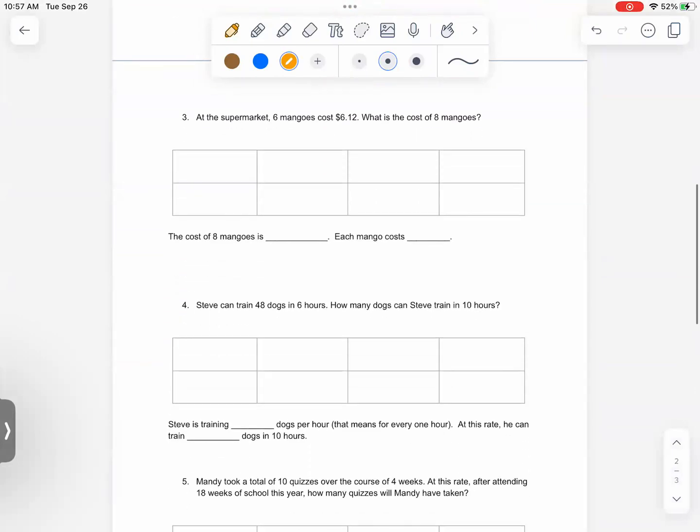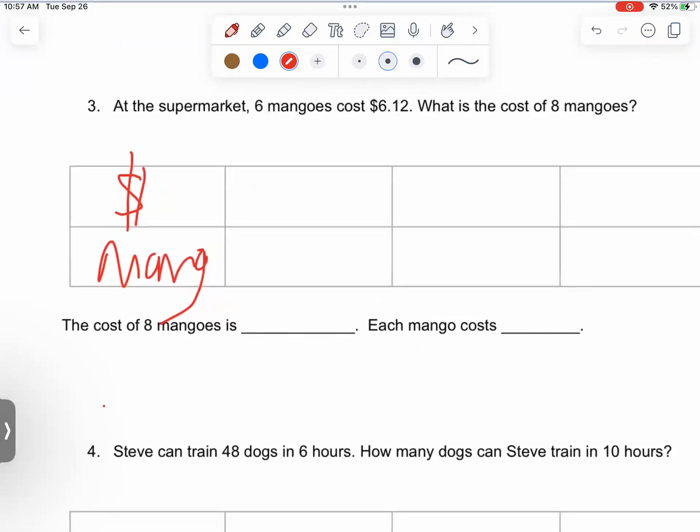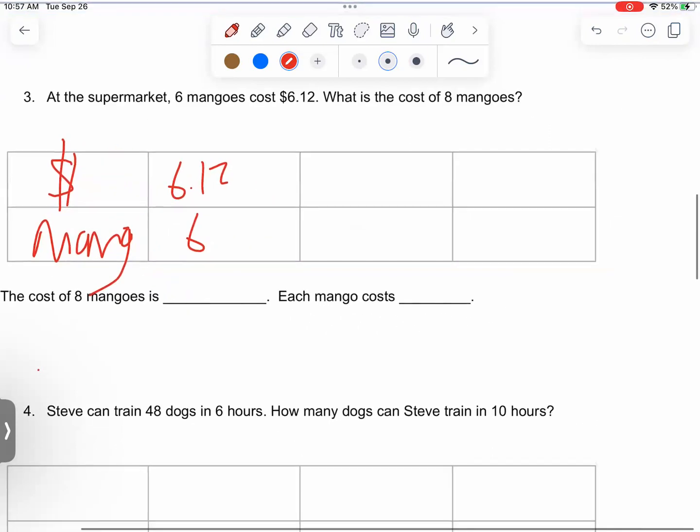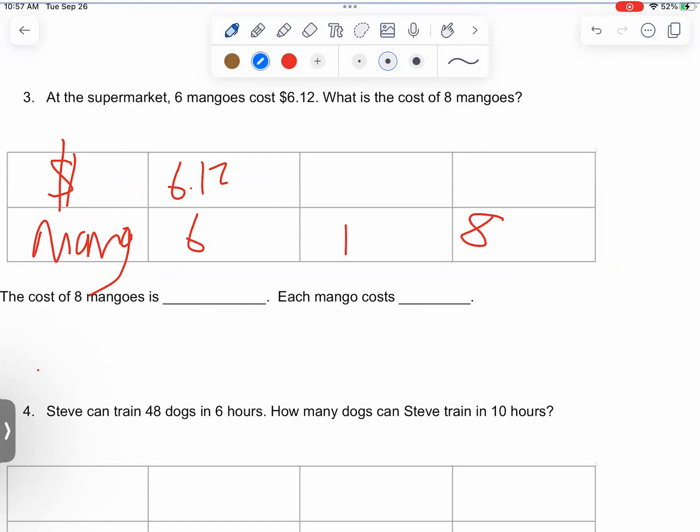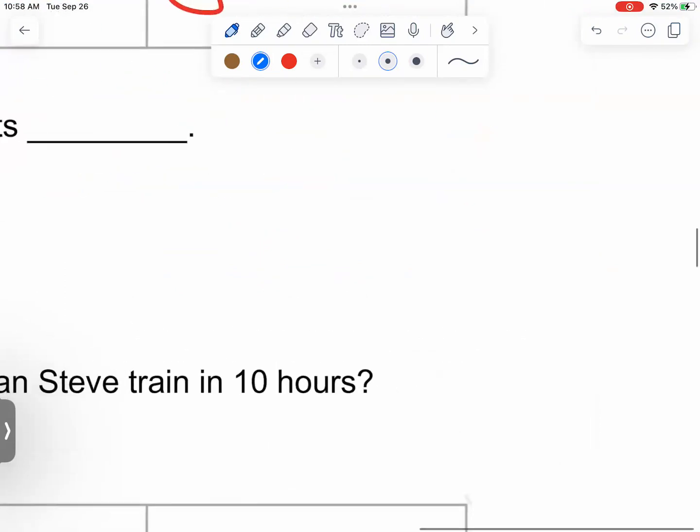Third one. At the supermarket, 6 mangoes cost $6.12. What is the cost of 8 mangoes? So here the rate we're comparing is dollars per mango. Okay. So the ratio we have both parts of is $6.12 for 6 mangoes. We want to know the cost of 8 mangoes, but before that, we need to go to the unit rate. Okay, so 6 divided by 6 is 1. 612 divided by 6 gives us the unit rate for 1 mango. Okay, so let's not assume that we got that one in our head. Write that out right here.